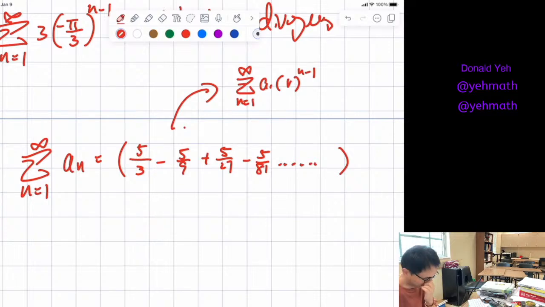How do I figure out A1? What is A1? Would it be 5/3 times 1/3? Wait, 5/3? Is it 5? It's not 5, it's not -5 either. Wait, what's the question? What are we trying to do? How do I convert this to a geometric series?